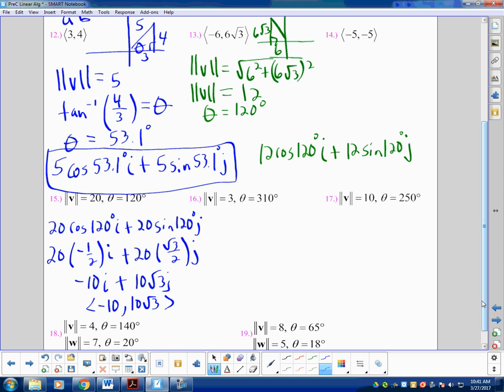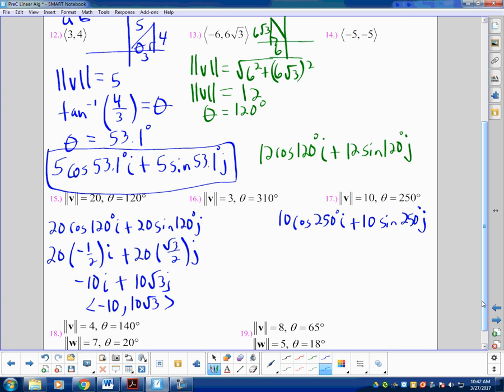So once again, if it is a special angle, a multiple of 30 or a multiple of 45, then we can get the exact form. If it's not a special angle, like what we see in 16 or 17, we're going to have to use our calculators, okay, and then round off. So taking 17 as an example, this would be 10 cosine of 250 degrees in the I direction, plus 10 sine of 250 degrees in the J direction.